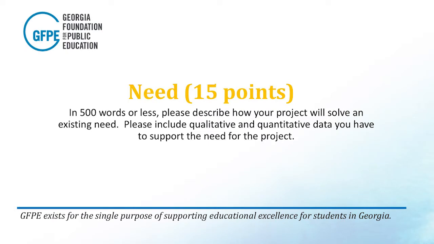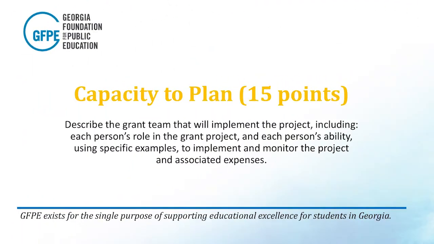The fourth section is worth 15 points. In 500 words or less, please tell us how your project solves an existing need your students have. Use your school or school district's data to provide justification for your request. Data can be both quantitative and qualitative. The fifth section is worth 15 points and describes for us the members, roles, and responsibilities of the team of professionals who will implement your grant project.